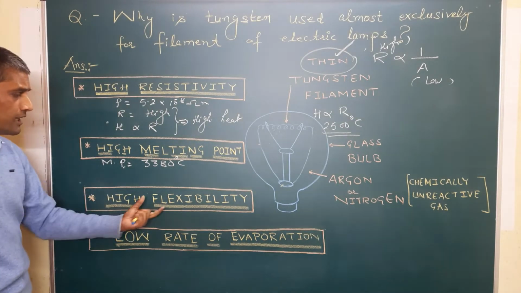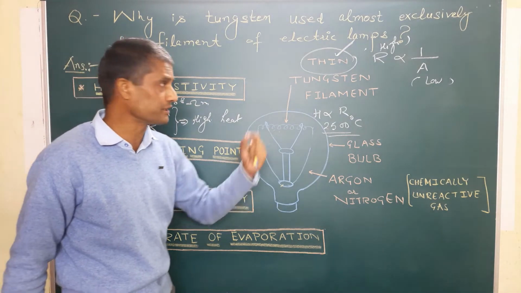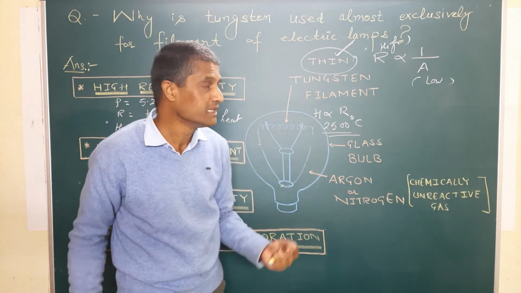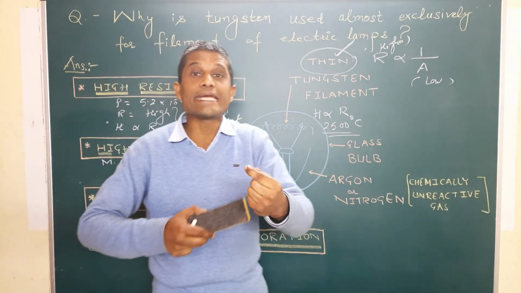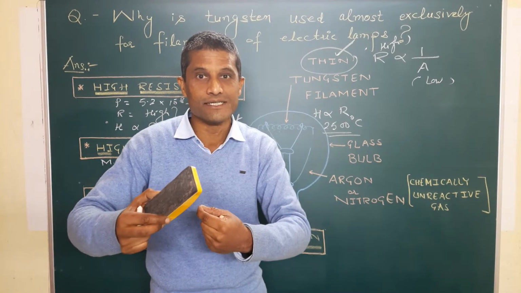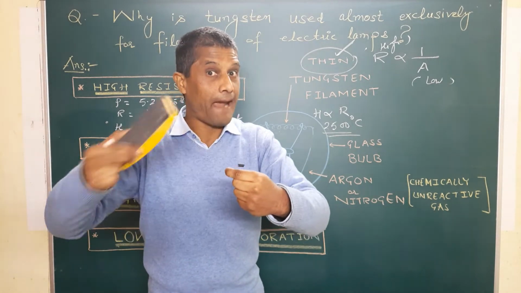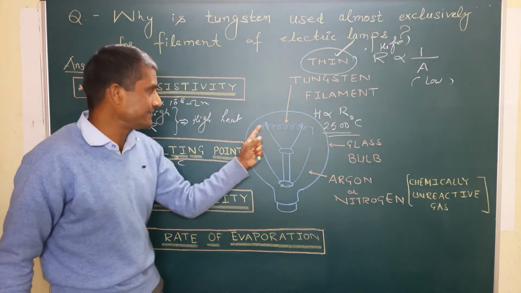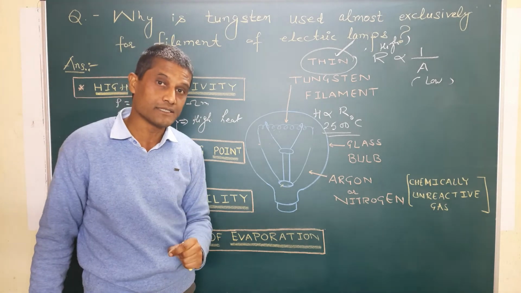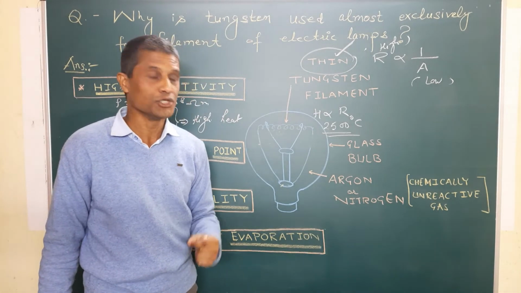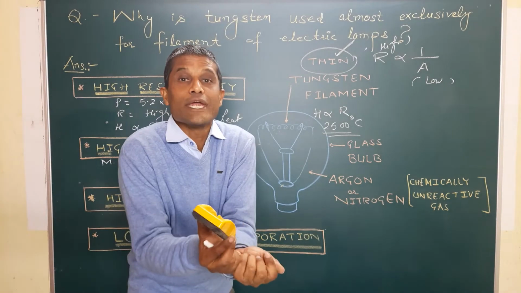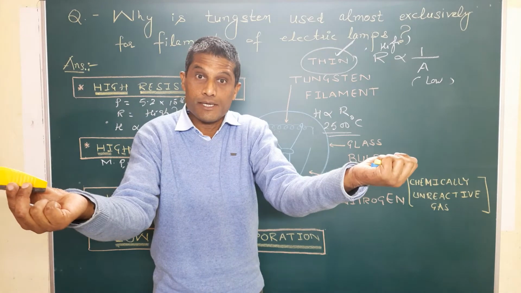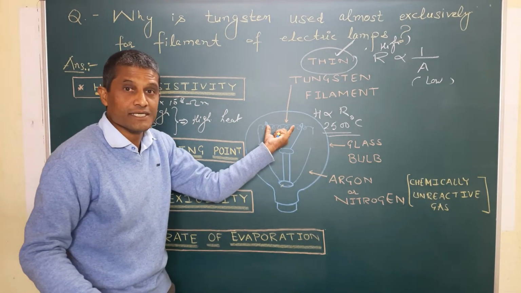Now the third point, high flexibility. Tungsten has high flexibility. What's the importance of having high flexibility? The importance is that you can create a desired design, a desired pattern. You can give a coiled structure to the filament. One may wonder why the coil structure is needed. By making a coil, you increase the surface area, and that's required, because when the heat is generated, it's the one thing.